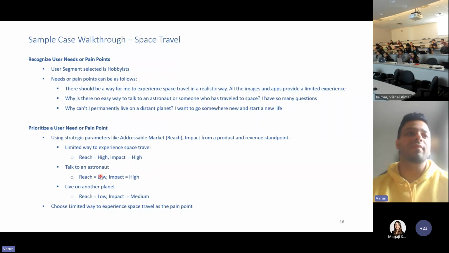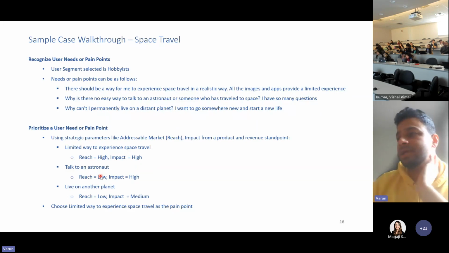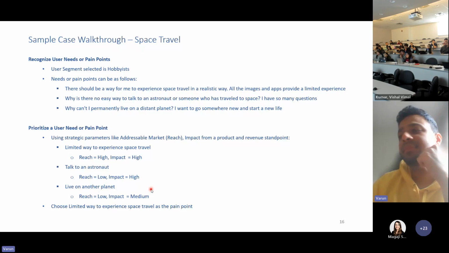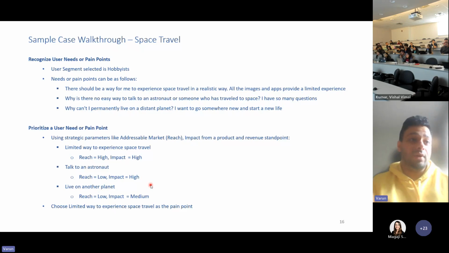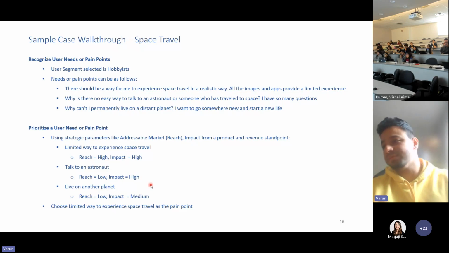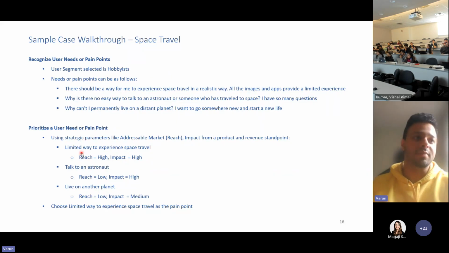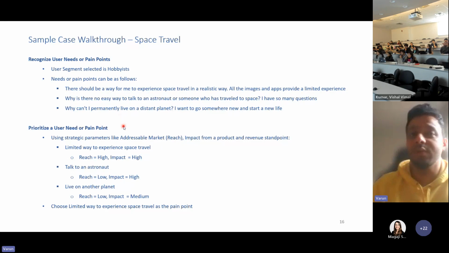But think about it, right? Not everybody will have the permission or will be given the ability to speak to an astronaut. And living on another planet, I mean, that's just a little difficult, right? The reach is low. Impact is maybe medium. You never know if there's a space mission that's sent out. And if you look at this, the reach equals high, impact equals high for this particular pain point. So I just picked this one. And that was my reasoning behind it, right? This is how I drilled down and got towards one specific pain point for which I wanted to design the product.